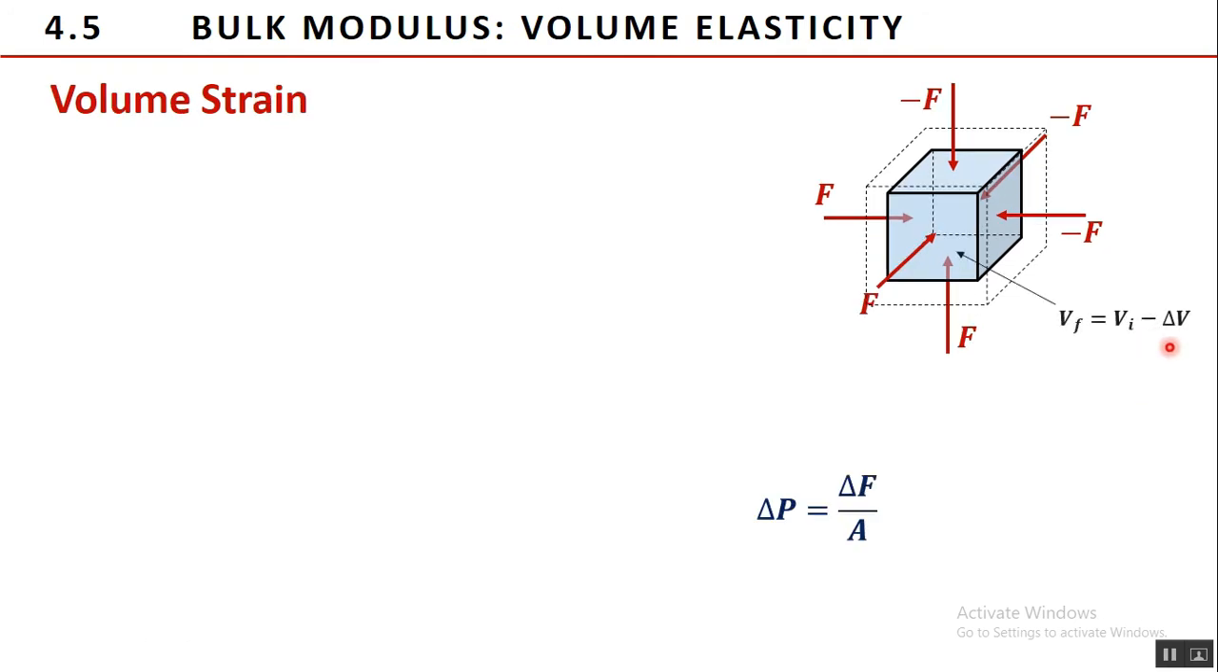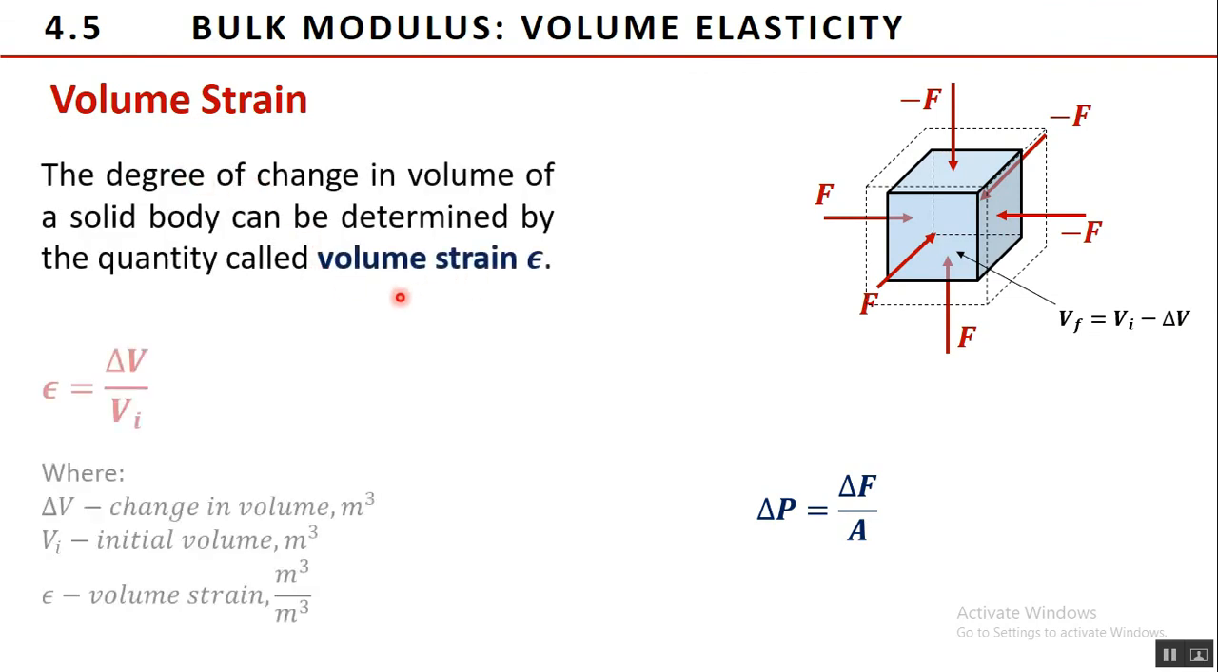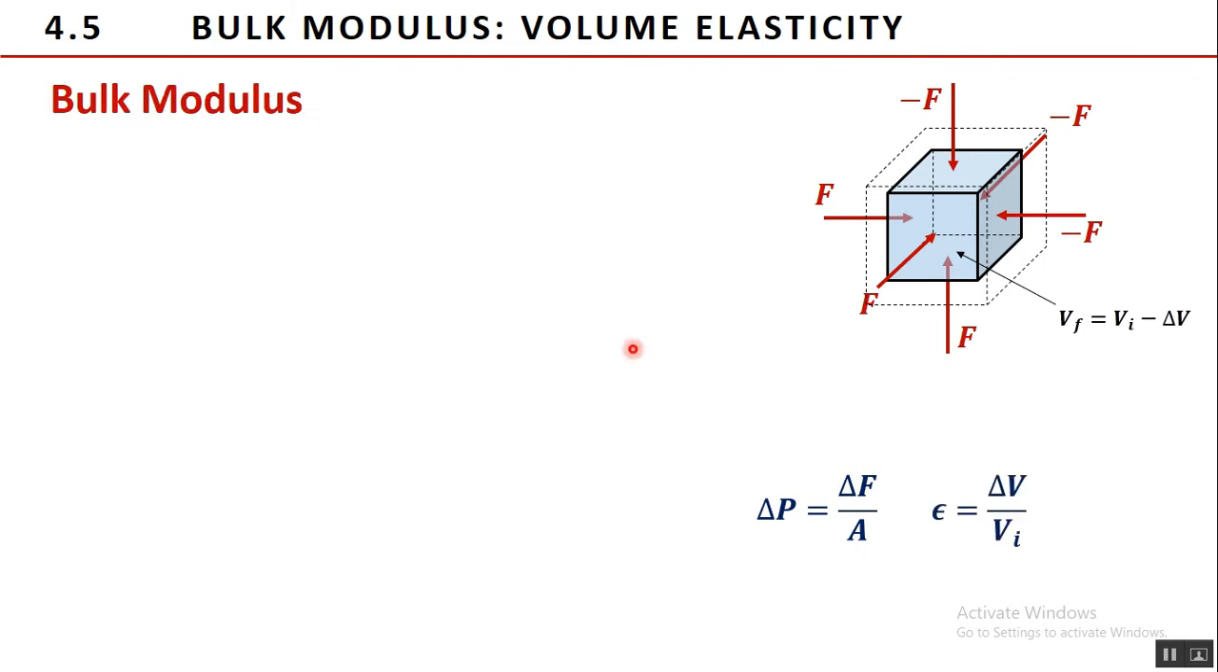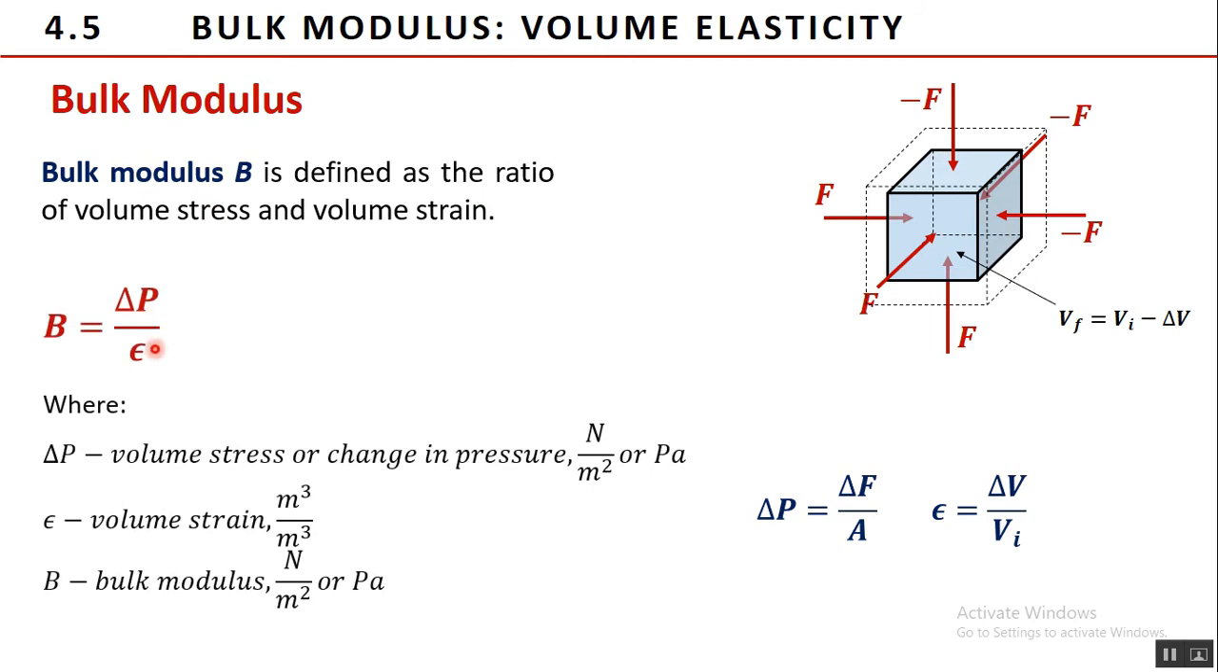The degree of change in volume of a solid body can be determined by the quantity called volume strain, epsilon. It is equal to the change in volume, delta V, divided by the initial volume V sub i. The proportionality relationship between volume stress and volume strain can be described by a property of matter called bulk modulus, denoted by letter B. It is defined as the ratio of volume stress and volume strain.